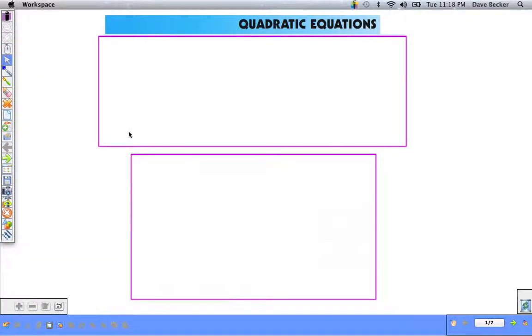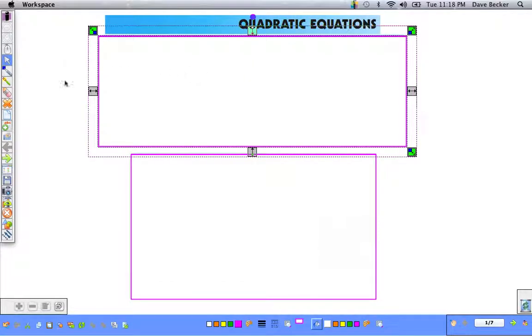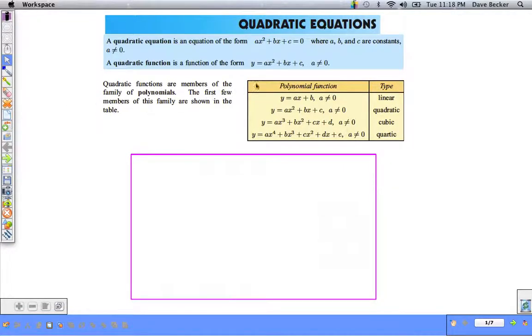Day, and it's a great day for mathematics as always. Today we are talking about quadratic equations. What's quadratic? Well, a quadratic equation is of the form ax squared plus bx plus c equals 0. a, b, and c are constants, and a can't be equal to 0. A quadratic function is the same form.